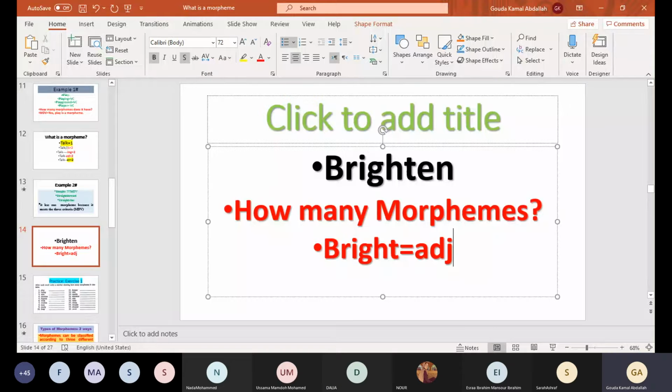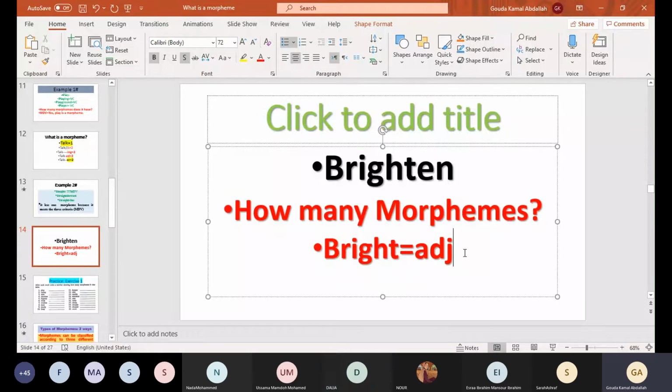Okay, so MDV again, does it have a meaning? Yes, it means shining. Can we divide it into a smaller unit? No, we cannot. Does it have the same meaning in different verbal contexts? Yes. Okay, the second one?